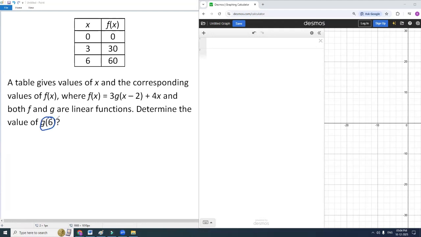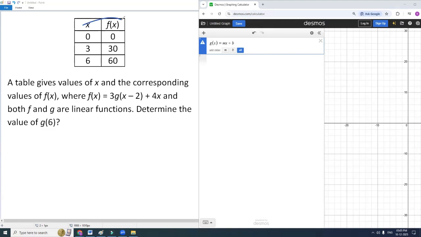Okay, to get the value of g(6), first we have to know the linear function g. Since g is a linear function, it can be written in slope-intercept form in Desmos. So that is g(x) = mx + b. Here, to get the function g(x), we have to find the values of the two unknown constants m and b using the other information.